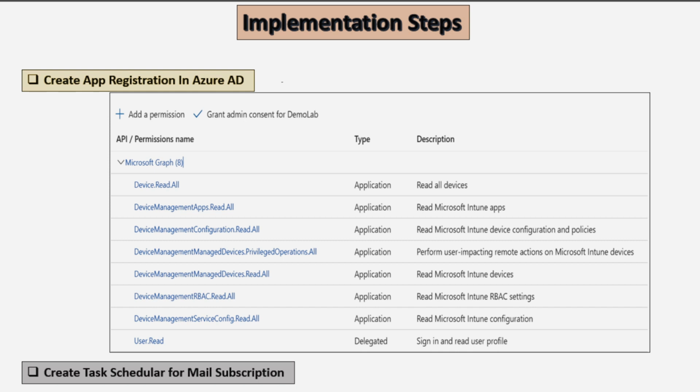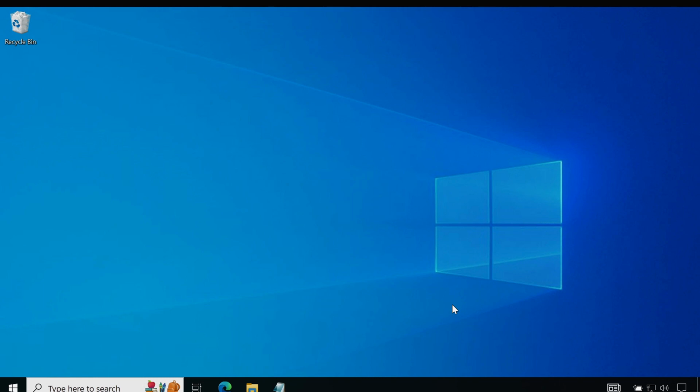Now let's see what we need to implement this solution. To implement this solution, we only need two things. The very first thing is to create an app registration in Azure directory and update the variables in the PowerShell script. And second, to get a mail subscription, we have to create a task scheduler, or if you are using Azure Automation, then you can create an automation in Azure to get a mail subscription. For testing purposes, I am showing you how to automate this via task scheduler. Now let's see how we can implement this.